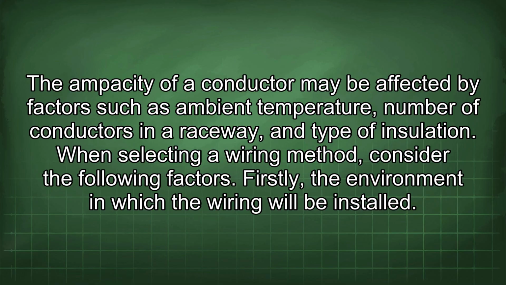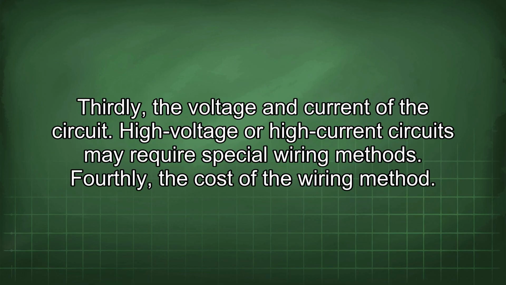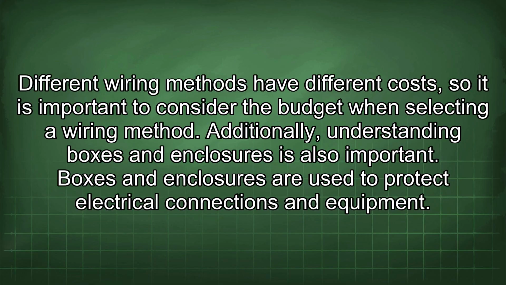Firstly, the environment in which the wiring will be installed. Wet, corrosive, or hazardous environments may require special wiring methods. Secondly, the type of occupancy. Residential, commercial, and industrial occupancies have different wiring requirements. Thirdly, the voltage and current of the circuit. High voltage or high current circuits may require special wiring methods. Fourthly, the cost of the wiring method. Different wiring methods have different costs, so it is important to consider the budget when selecting a wiring method.